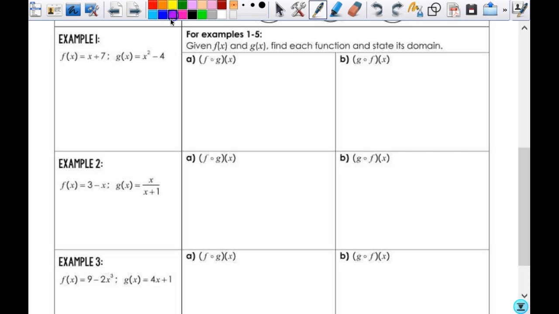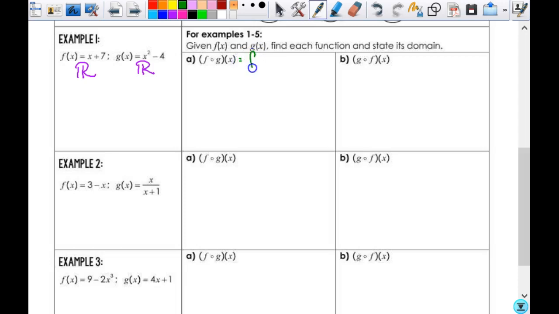So when I graph this, what is this going to graph as? What's this parent function? It's a linear, right? So what's the domain then? All real numbers. What is this graph as? Quadratic, and it's all real numbers, right? So those are easy, right? We good so far? Okay, so now we need to find f of g of x.